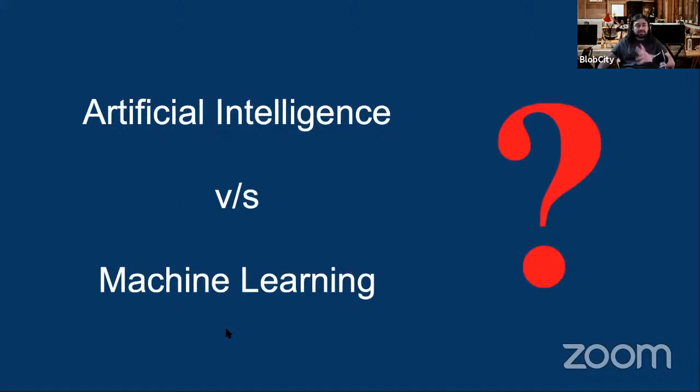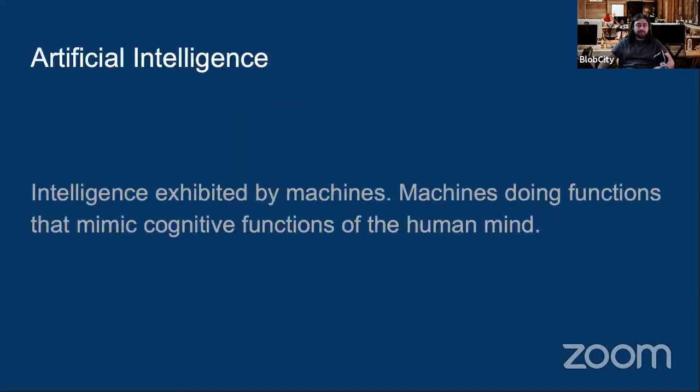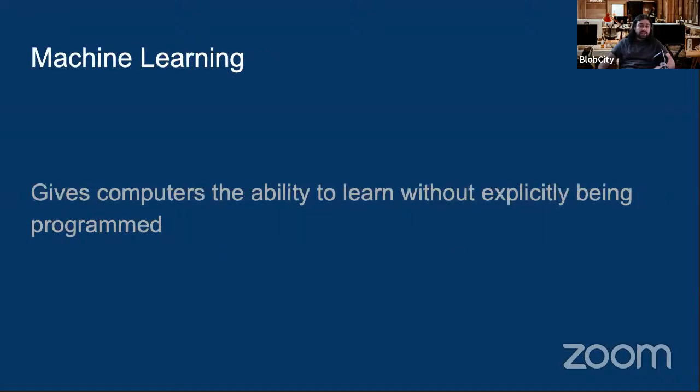Now comes the most important thing, this dilemma between artificial intelligence and machine learning. Are they the same thing, or are they different things? How are they really related? So let's take a look at the difference between these two. Artificial intelligence is intelligence exhibited by machines. We're going to go with the definitions first, which is machines doing functions that mimic cognitive functions of the human mind. On the other hand, machine learning is giving computers the ability to learn without explicitly being programmed.